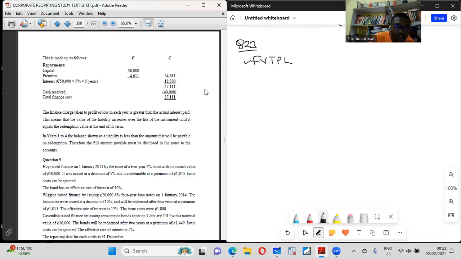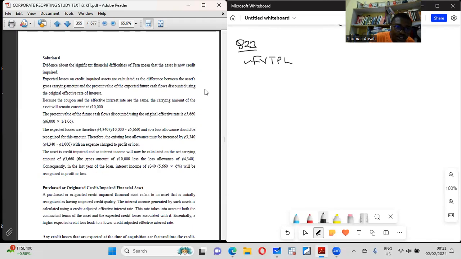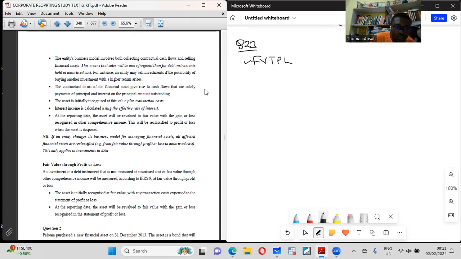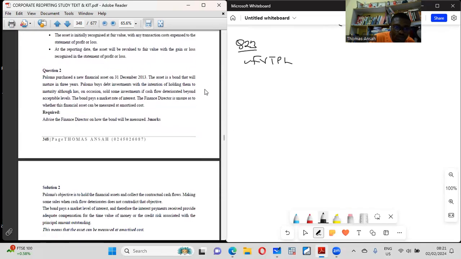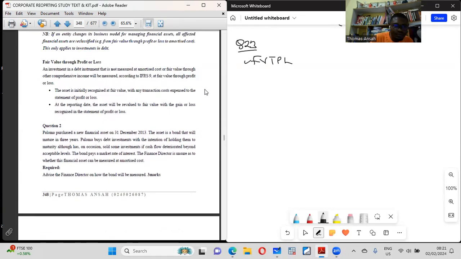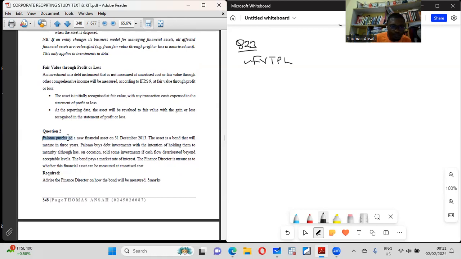There is a question I always use as my test question. That should be question 2. So this one, you have Paloma. It says that Paloma has a new financial asset. The asset is a bond. So the first thing I told you is that you have to know whether it is a financial asset via a debt instrument or via an equity instrument. So right now, you know.